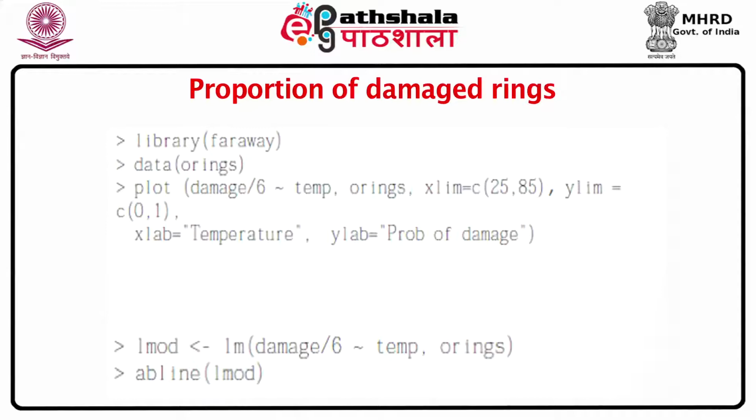So to start with, I call the Faraway library and the O-rings data. I plot the data, and then I fit my naive linear model where I'm looking at the proportion of damaged O-rings out of 6, and I regress this on temperature. So this has been done using the lm function in R, which is used to fit the usual linear model, and I have stored it in an object called lmod. I am also plotting the regression line on the scatter plot using the command abline(lmod).